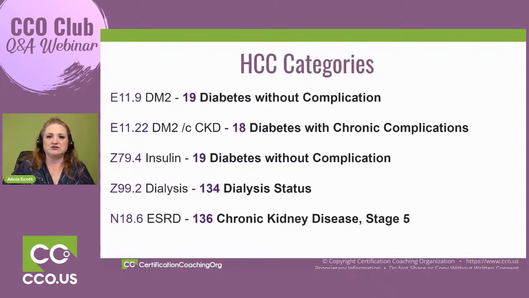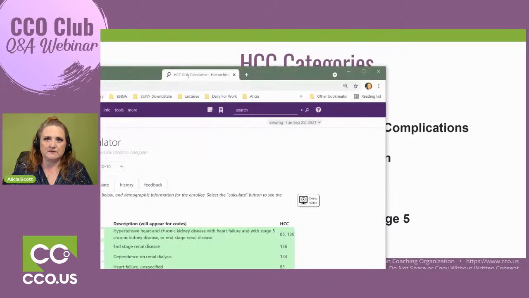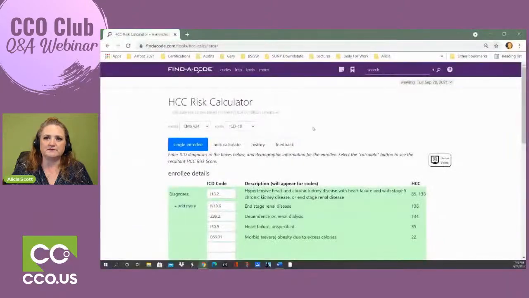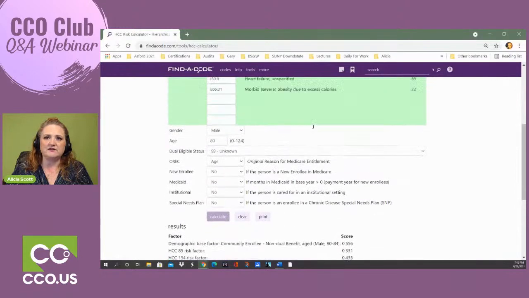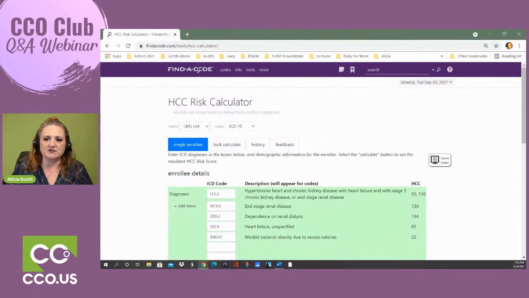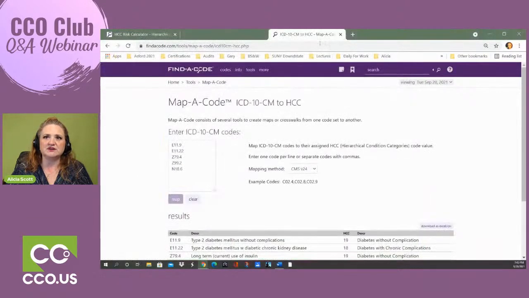All right, so I think that goes to questions, but let me just show you some of these tools real quick that I used. This is one tool, and this is how I figured that out. Now, but first let me show you this one, map a code. This is going to give you the conditions. So these are the ones that I put in.